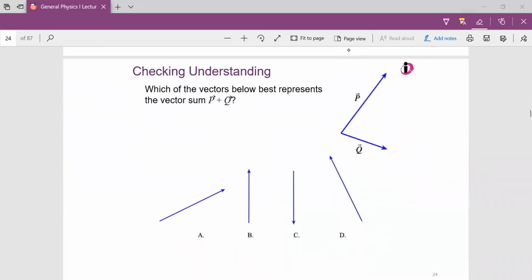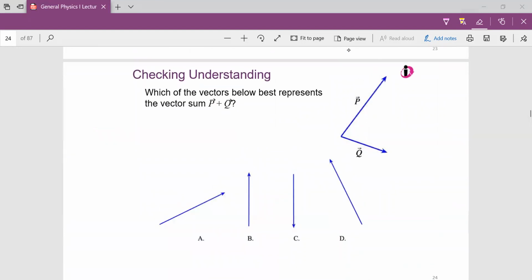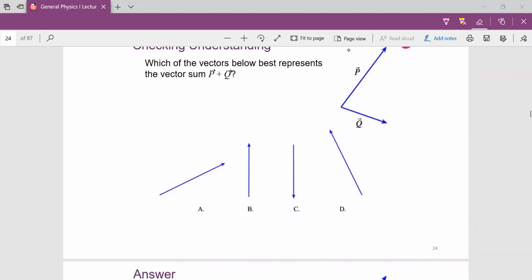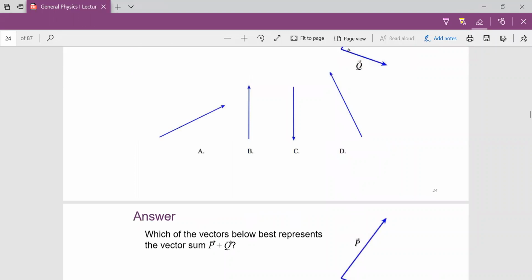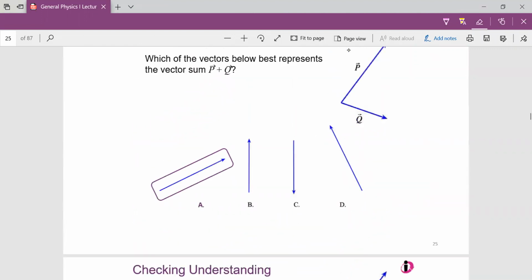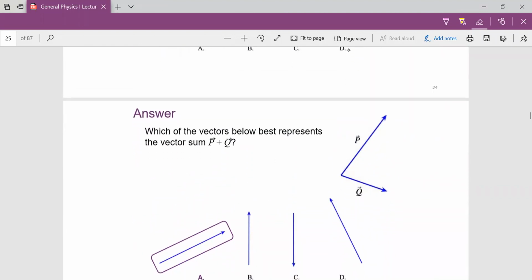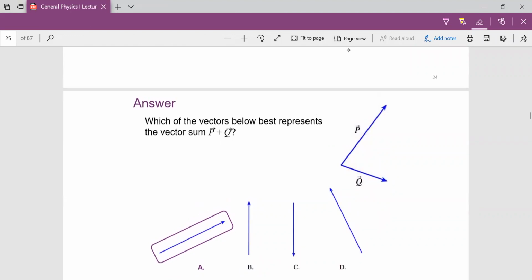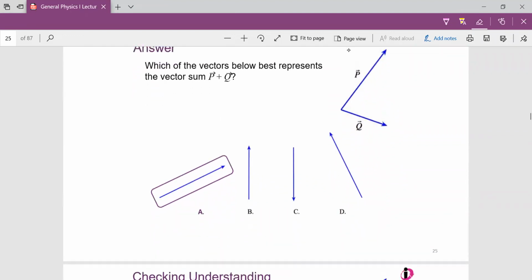Okay, we are looking at this. What would be the resultant? Which of the vectors below represents the vector sum of P and Q? This is P and Q. Do I have an answer? Because the answer is in this place, don't just go and pick the answer. Try to picture it. How is P plus this? Make the diagram and you see.